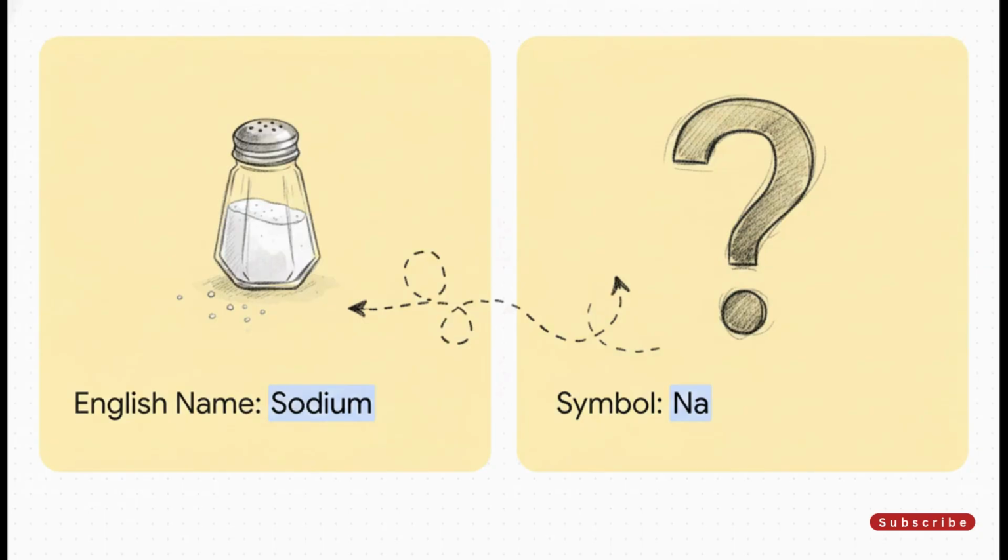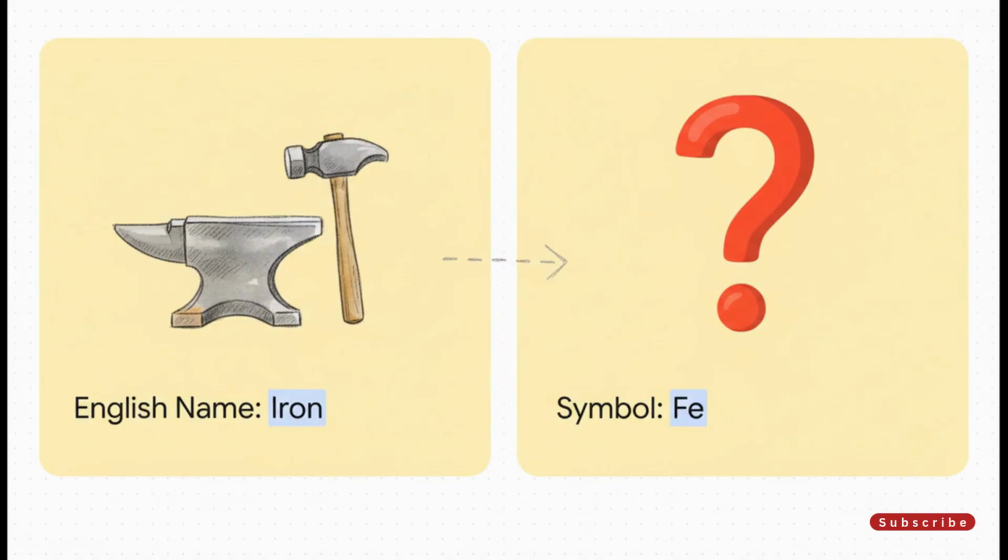All right, first suspect up, sodium. Its symbol is Na. Hold on a second. Where in the world are they getting an N and an A from the word sodium? At first glance, it makes absolutely zero sense. Or does it? And oh, it gets weirder. Let's talk about iron, a super important element, right? Its symbol is Fe. Again, no F and no E in the word iron.